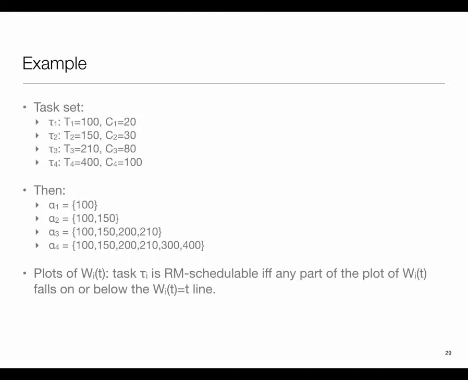And then finally for task 4, I have to check for multiples of T1, T2, T3, T4 which are less than or equal to 400, so it's 150, 200 multiple, 210, 300 because of this, and then 400. Okay, so those are kind of our values.